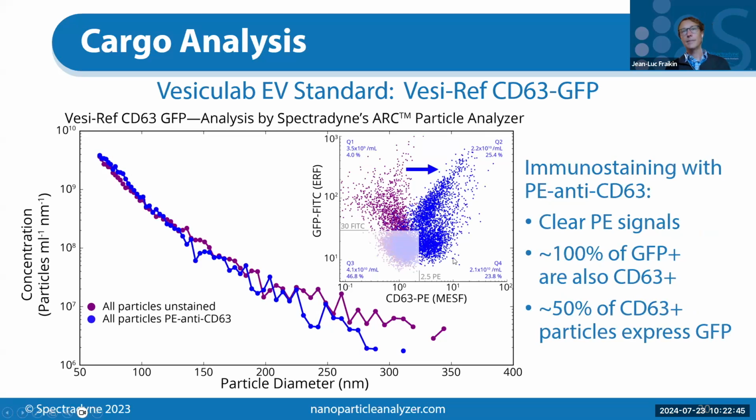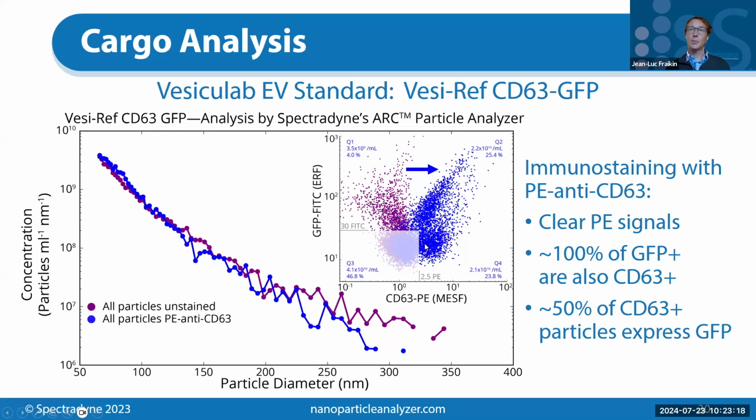Now in blue, what we see is that pretty much anything that is GFP positive, so it has the GFP on it, also picked up the PE stain from the anti-CD63 staining. And that makes perfect sense, right? Because the GFP is fused to CD63. So we should expect that anything that has the GFP there also has the CD63 and is double positive for that. We don't get a lot of particles that are GFP only that are not also expressing CD63.